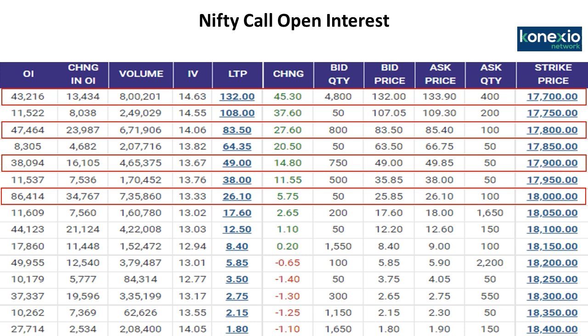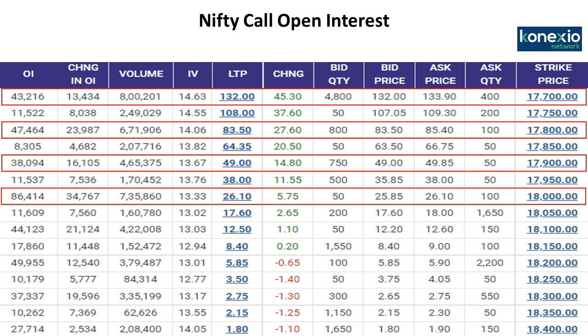You can see the volumes also. The smart money is quite positive. Looking at this data, they have tried to build long positions in out of the money Nifty calls. So definitely any cool off in the Nifty should be used as a buying opportunity. Maybe some sort of profit booking cannot be ruled out, maybe 100 points, 125 points in Nifty, or if there is any kind of correction, that should be used to buy at the lower levels.